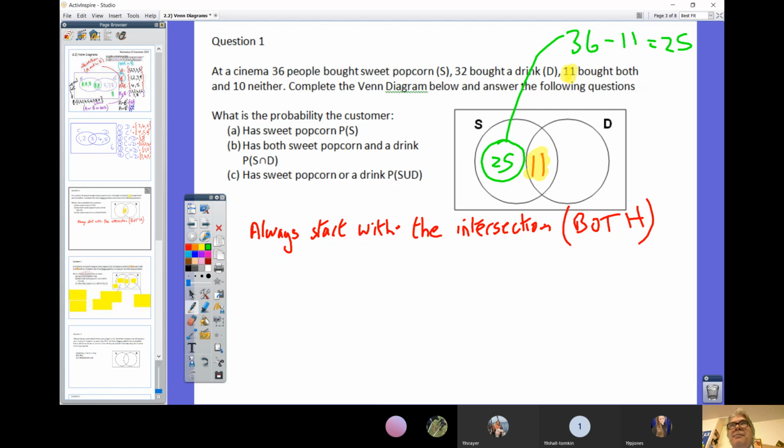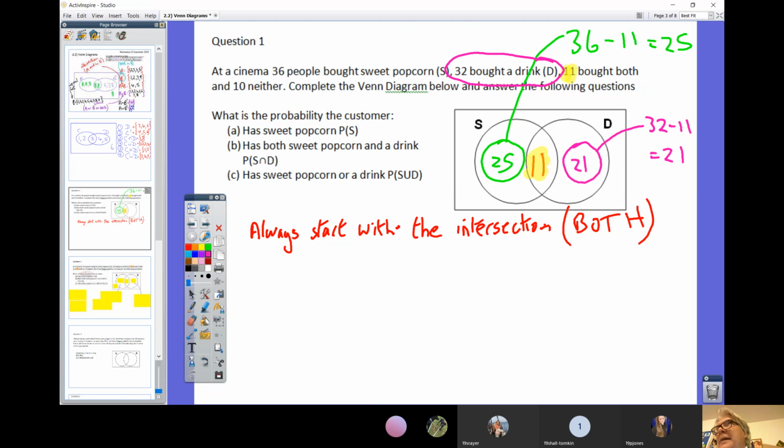Right. Hands up. How are we going to work out how many people just bought drinks? Only bought drinks. Henry. Good lad. So to work out drinks only, we've got the 32 people who bought a drink, but we've got to take away the 11 who've already had a drink because they bought both. 32 take away 11 is 21.